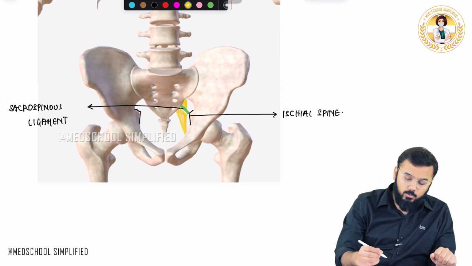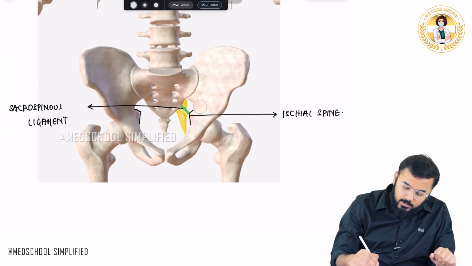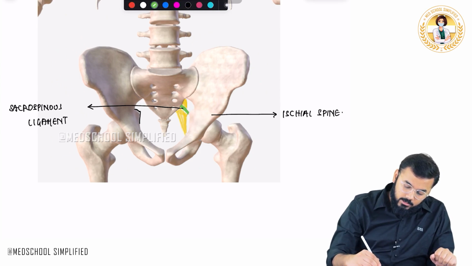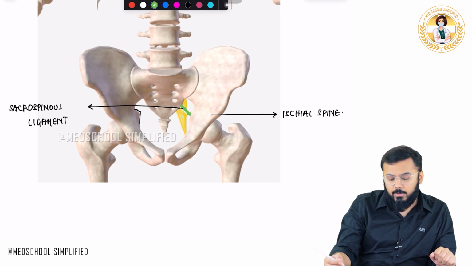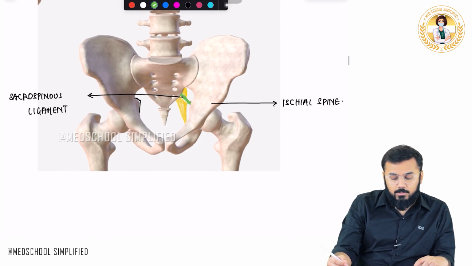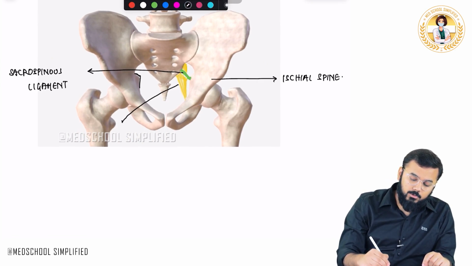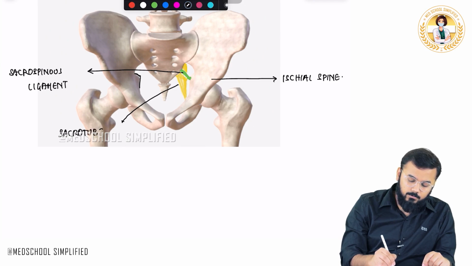So what are the two ligaments? One is called sacrospinous, another one is sacrotuberous. So let me attach this structure to the ischial spine. There are two important ligaments. One is the sacrospinous ligament, and this particular ligament is the sacrotuberous ligament.